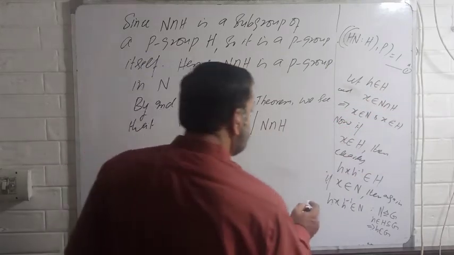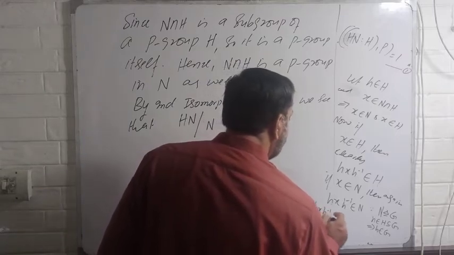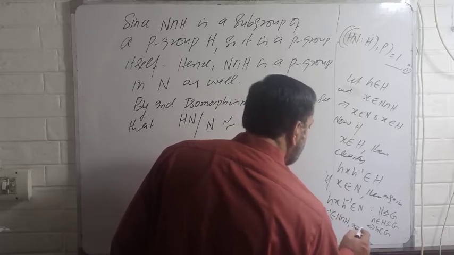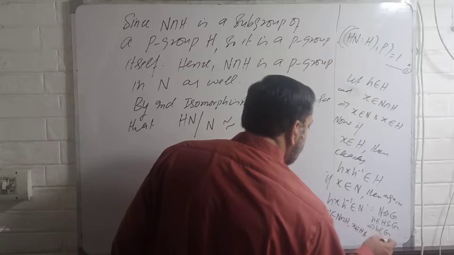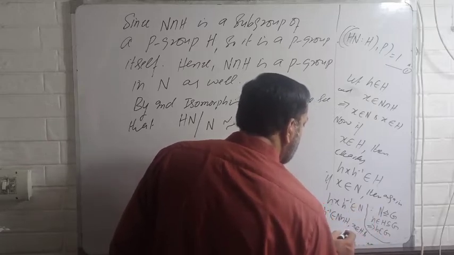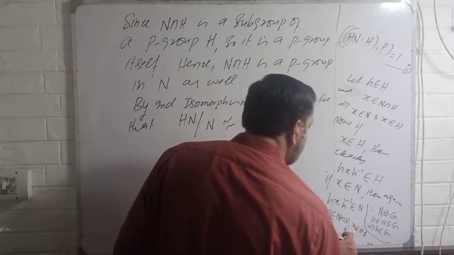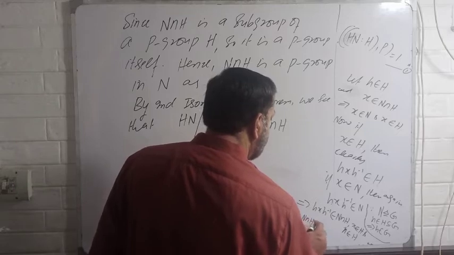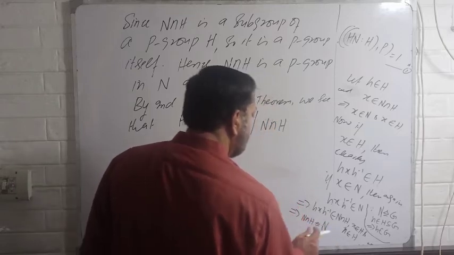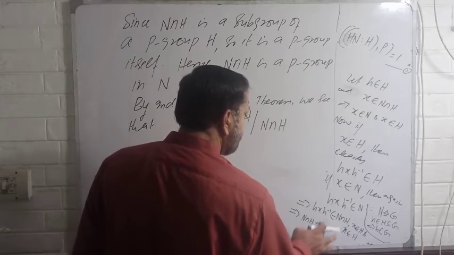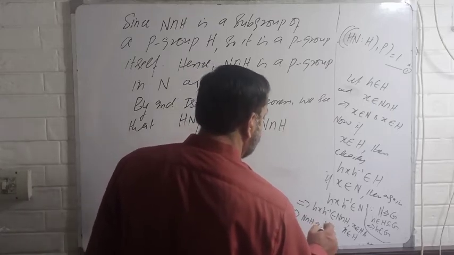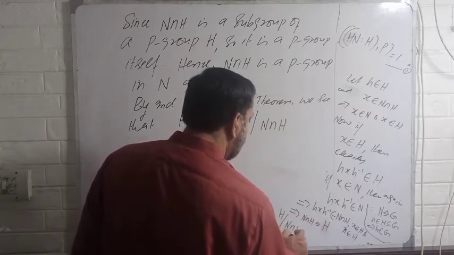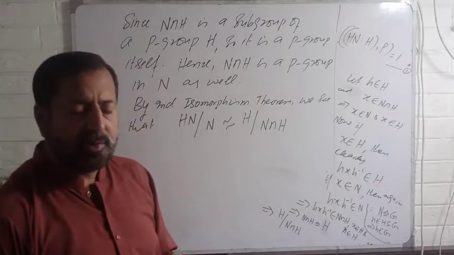So this implies h x h inverse belongs to N intersection H, where x belongs to N intersection H and h belongs to capital H. So this implies N intersection H is normal in capital H, so this implies H by N intersection H is a quotient group, okay.